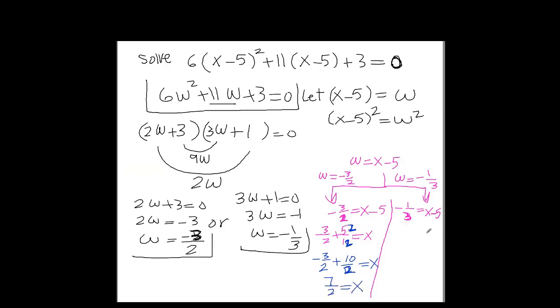Now the second one, I would go ahead and do the same thing. I'm going to go ahead and write x then equal to -1/3 plus 5 over 1. Here I need to multiply this by 3 over 3. Okay, so this would be -1 plus 15. -1 plus 15 would be 14. So it would be 14 over 3. So that should be a correct answer.